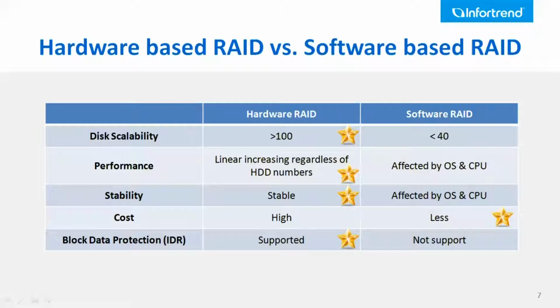Except for the above general characteristics, hardware RAID has an additional advantage, which is block data protection, so-called Intelligent Drive Recovery, also known as IDR. We will introduce more detail about IDR in a later slide. This IDR function is not supported by software RAID, but only by hardware RAID. Now we should have learned about RAID and the differences between hardware and software-based RAID. Let's move on.